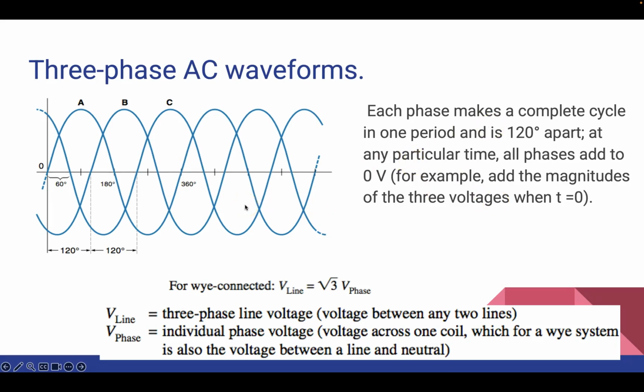It's important to note that the balanced nature of three-phase systems contributes to their efficiency and reliability in various applications, from industrial machinery to commercial facilities. And here you can see that for the Y connection, the line voltage is equal to √3 times the phase voltage, where line voltage is the three-phase voltage between any two lines, whereas the phase voltage is the voltage across one line, which for a Y system is also the voltage between a line and the neutral.